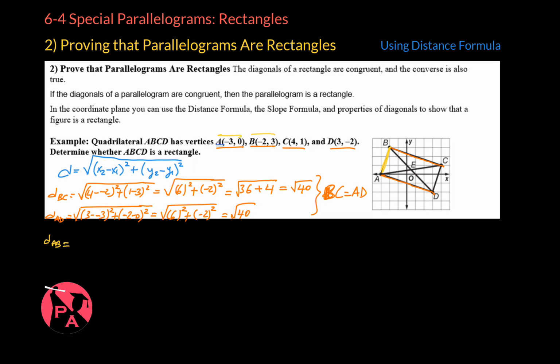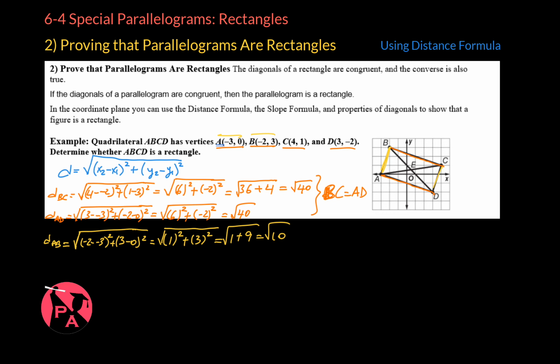So A and B are right here. First, subtract the first numbers, negative 2 minus negative 3 squared plus 3 minus 0 squared. So negative 2 minus negative 3 becomes negative 2 plus 3, or we can say 1. We are going to square that number. 3 minus 0 is 3. We are going to square this one as well. 1 squared is 1. 3 squared is 9. Add these together, we have radical 10 for side AB.